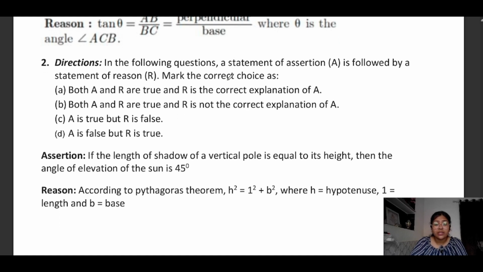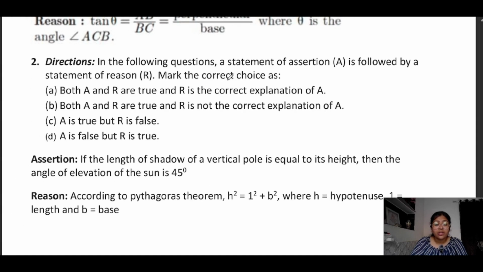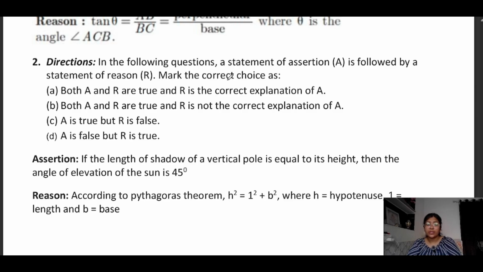Okay, now read the second. If the length of the shadow of a vertical pole is equal to its height, the angle of elevation is 45 degrees. Yes, it is correct. If the pole height and the shadow length are equal to each other, then the angle of elevation is 45 degrees. According to the Pythagoras theorem, h square is equal to l square plus b square, h hypotenuse, l, b base. No, it is a misprint. Both are equal, so we take the perpendicular and base to be of the same length. So the reason is incorrect. So which option is correct? In this case, option C is the correct answer.